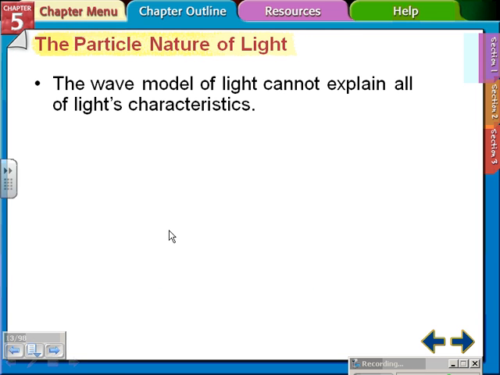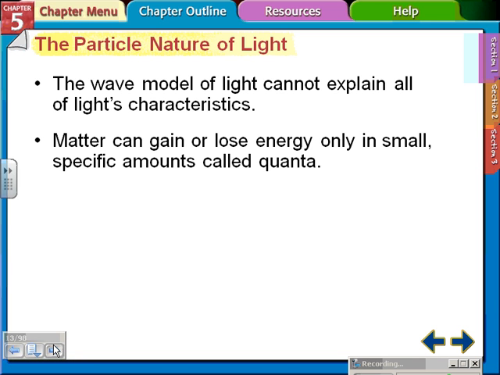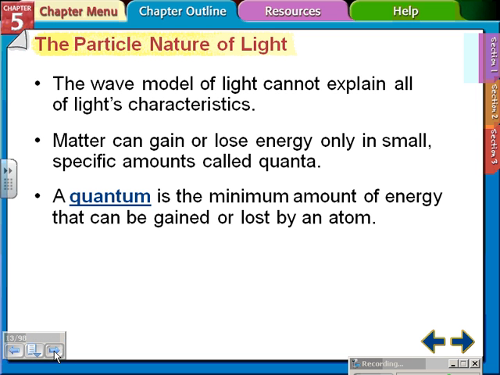Okay, light can also be explained in terms of particles. And so we know light travels as waves, but it also travels as particles. And matter can gain or lose energy only in small specific amounts called quanta. And a quantum is the minimum amount of energy that can be gained or lost by an atom.